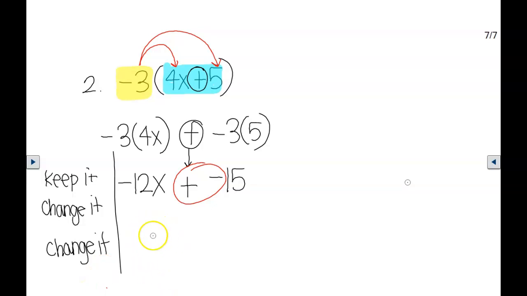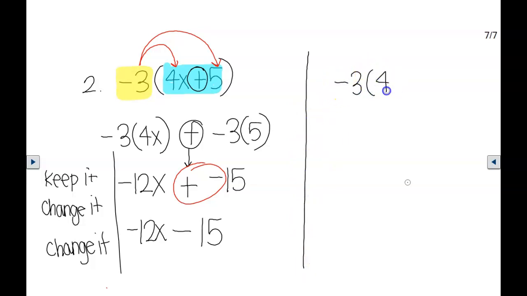So keep it refers to this first term, negative 12x. So I'm going to keep him, negative 12x. Now, change it, my plus sign. I'm going to change it to its opposite, so the opposite of plus is minus. And then change it. I have a negative 15 out here on the end. I'm going to change that to the opposite, which would be a positive 15. So instead of you writing that answer as a negative 12x plus a negative 15, I would want to see negative 12x minus 15. Now this is the way you more than likely would have done this in the past.